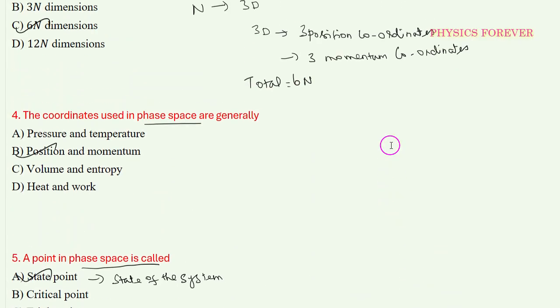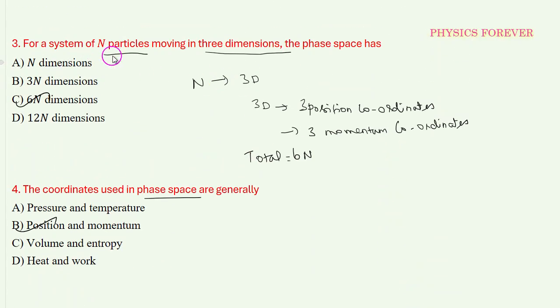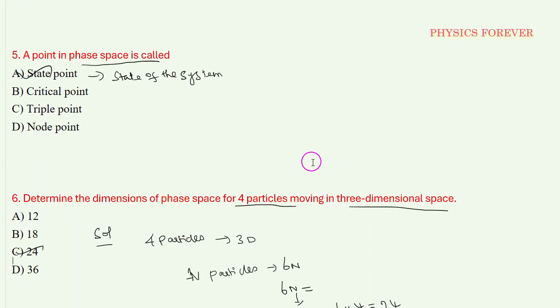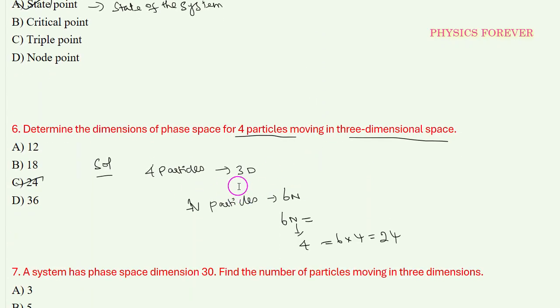Before, we saw that for n particles in 3 dimensions it is 6n. The same formula we have to use in these cases, where n is the number of particles. Here 4 particles are given, so we put n as 4, then multiply, and we get 24.